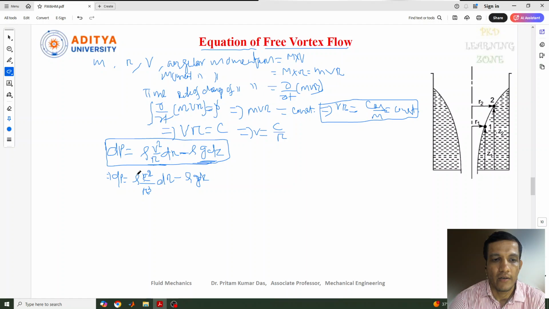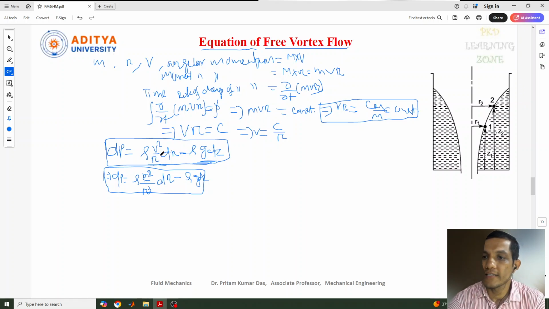This is the equation. Now again I can write dP equal to rho C square by R cube dr minus rho g into dz. Okay, this equation we got after implementing the value of velocity V in this generalized equation.